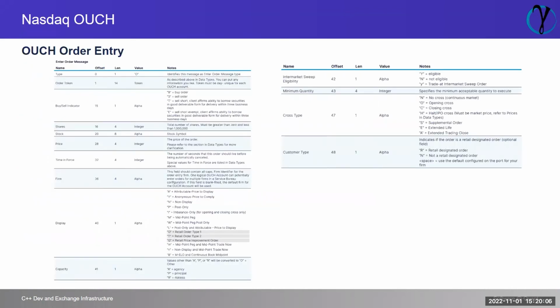Here's an example of the order entry in Ouch. This is what it looks like. So literally binary, as you can see, it shows offset and length. It looks like the size of this message in total is around 49 bytes. The first byte is the type. It's always going to be the value O in ASCII, right? So 1 byte for that. And then order token, and so on. Stock is the alpha, right? It's got 8 bytes for the stock symbol. And then the price, it's got 4 bytes for the price.